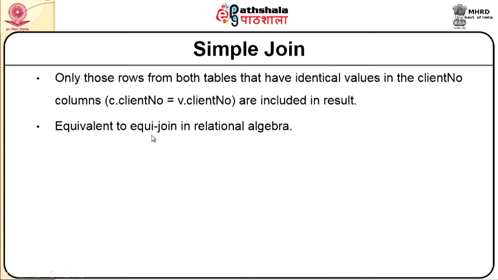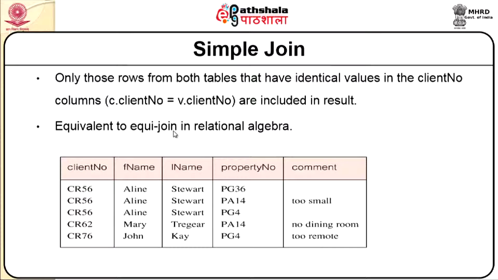This is equivalent to the equi-join that we have seen in relational algebra. In relational algebra, we would have used the join symbol with the condition C.clientNo = V.clientNo. So this looks at two different tables, Client and Viewing. If both tables have equal client numbers like CR56, CR62, CR76, then those rows, along with the other attributes listed in the query, will be taken.